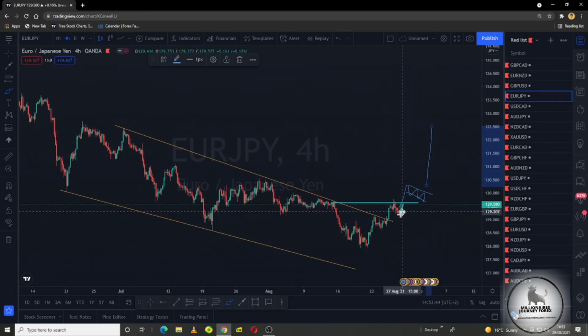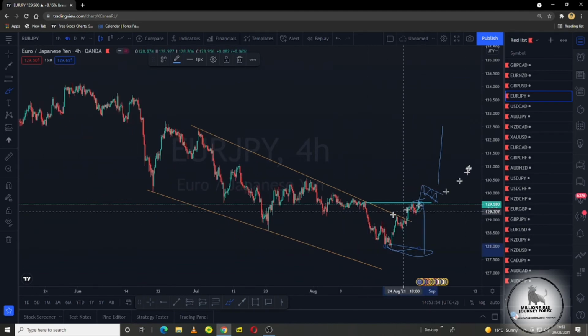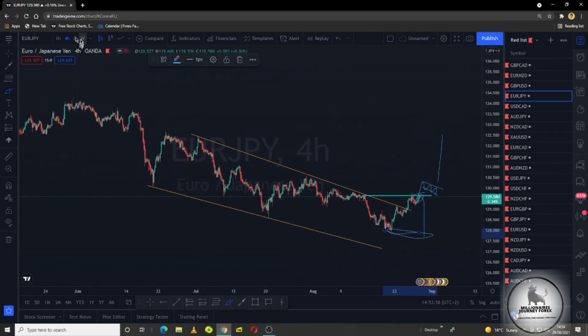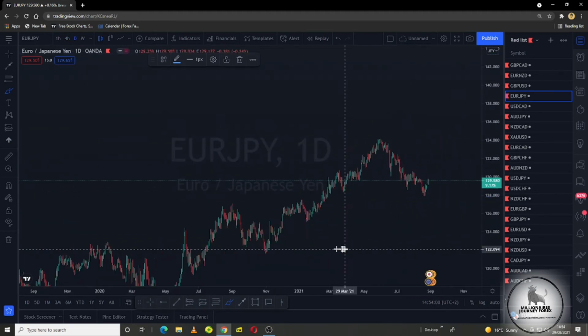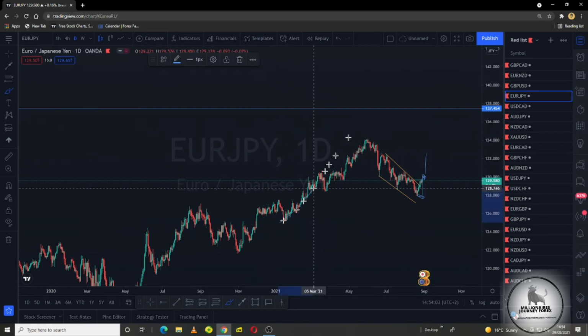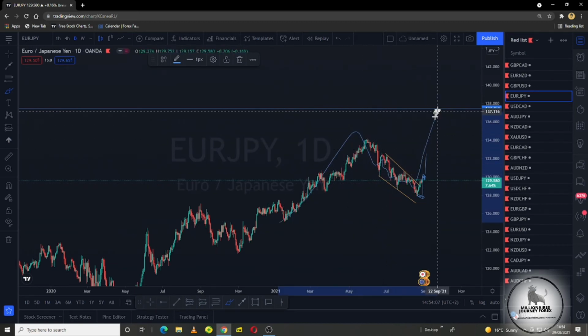But if this pair fails to break this level and decides to push down, then I'm leaving it, because I don't really know where it's going. I will start to be interested in it when it gets to this level, right? Let me see it from the daily time frame. You see, on the daily time frame, we had this impulse, and then we had this correction, and then we can get an impulse up to that level again.